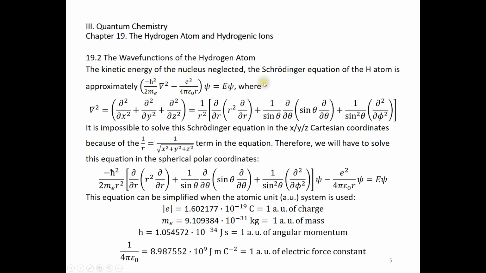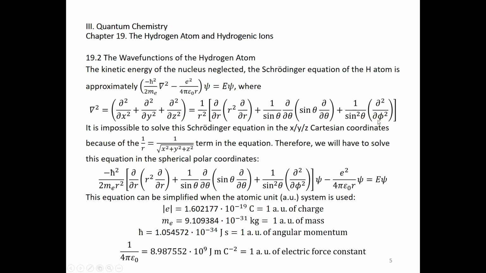The Schrödinger equation of the hydrogen atom is approximately H psi equals E psi, where H is the kinetic energy operator of the electron and the attraction felt by the electron. This is the Laplacian operator, which is the sum of the second derivatives in the x, y, and z direction. This Laplacian can be expressed in the polar spherical coordinates r, theta, and phi.